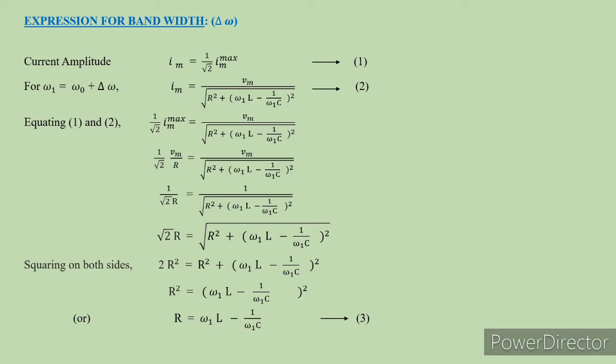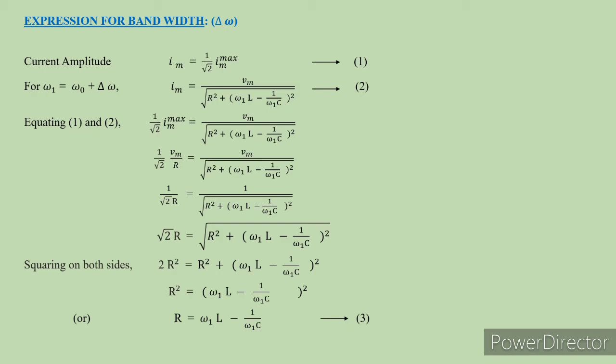Since Im max is Vm by R, 1 by root 2 into Vm by R is equal to Vm divided by square root of R square plus (omega 1 L minus 1 by omega 1 C) the whole square. Cancelling the common factor Vm on both sides, 1 by root 2 R is equal to 1 by square root of R square plus (omega 1 L minus 1 by omega 1 C) the whole square. Taking reciprocals, root 2 R is equal to square root of R square plus (omega 1 L minus 1 by omega 1 C) the whole square.